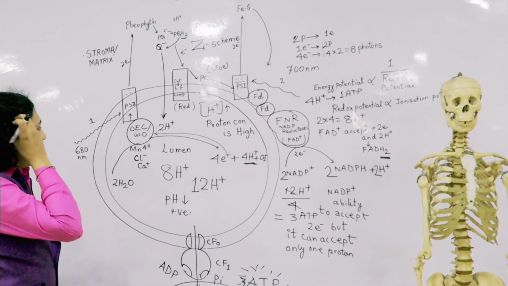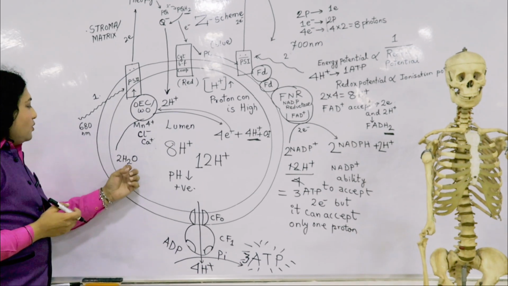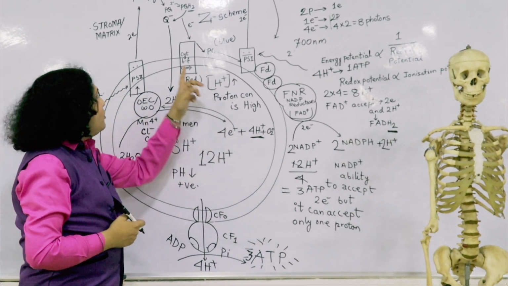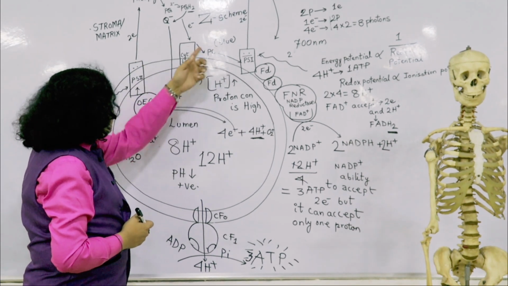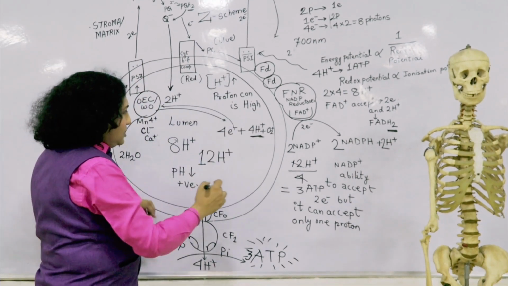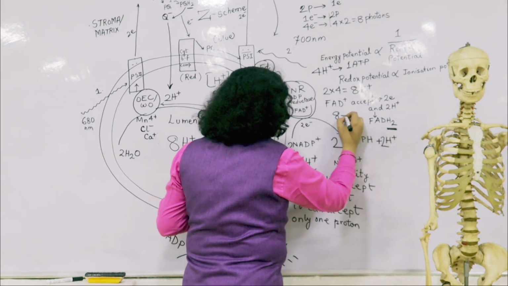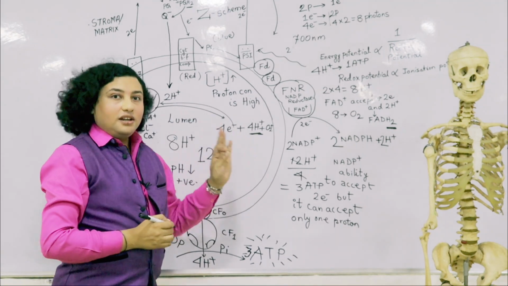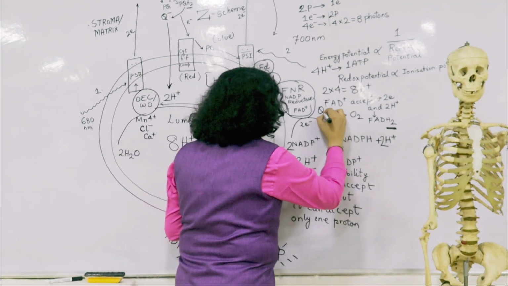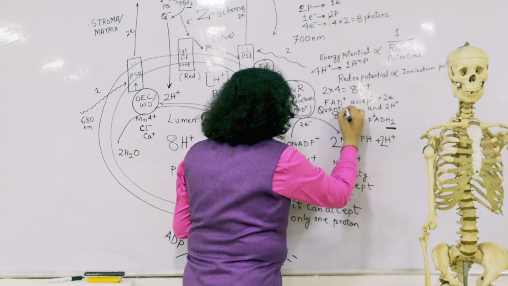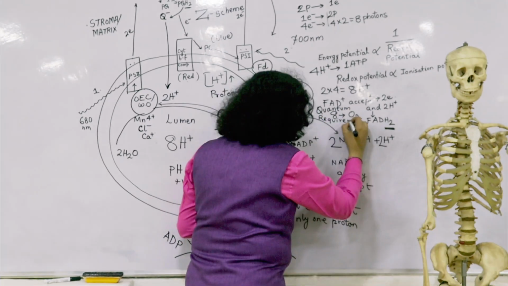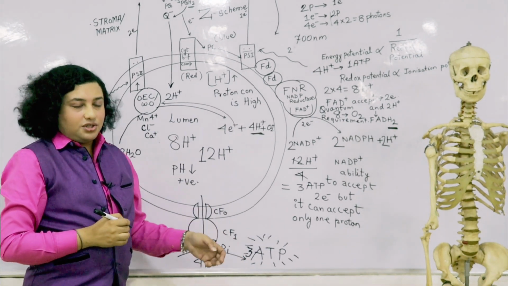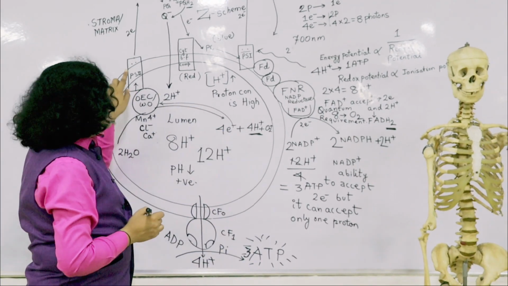So in the Z scheme, 2 water molecules are releasing 1 oxygen molecule, and for that how many photons are required? 8 photons. So 8 photons are going to release 1 molecule of oxygen. This particular thing is known as quantum requirement. What is quantum requirement? That is, to release 1 molecule of oxygen, how many photons are required?